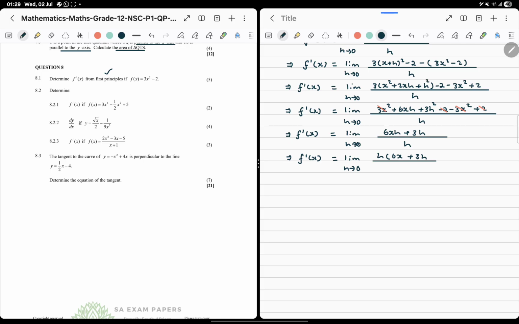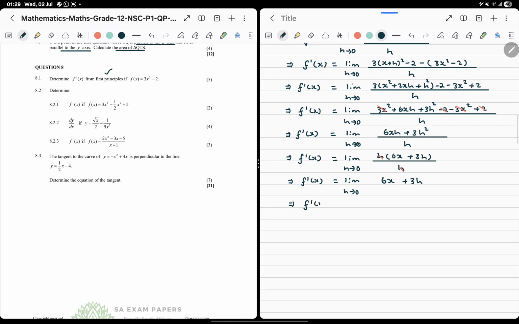This was meant to be squared. Can you see? Easy mistakes to make. They mess up everything. Alright, over h. So this and that divide to 1. So this is the first derivative as the limit as h tends to 0 of 6x plus 3h.